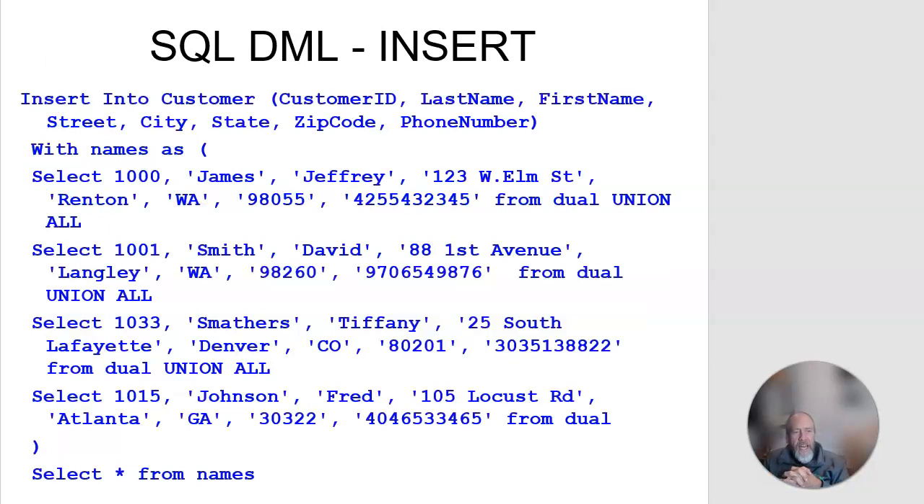You also need to be able to put data into tables. Back in an old lecture, we showed you a quick and dirty way to insert multiple rows at one time with one statement. This is your syntax: insert into table name, then you put the list of all the columns that you want to insert into. Remember that in this case, you need to include all of the columns that are not null because they're required values. Then with names as, you put the values that you're going to insert. Notice I got that from dual union all, from dual union all, from dual union all, from dual, and then select star from names at the bottom.